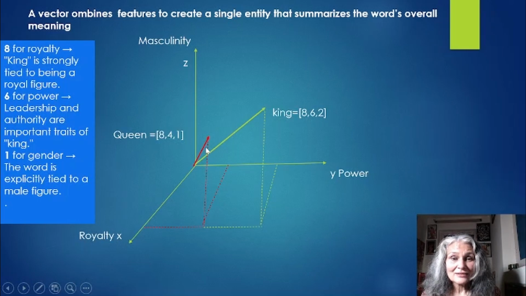And a very major reason why they're pointing in the same direction is the fact that both of them have a very strong royalty component, which is making the two words very similar. They are differing a little bit on power and definitely on gender. So these two components cause the vectors to diverge a little bit, whereas royalty causes them to actually come closer together. So I hope this explains to you how different components or dimensions will actually influence the similarity or dissimilarity between words.